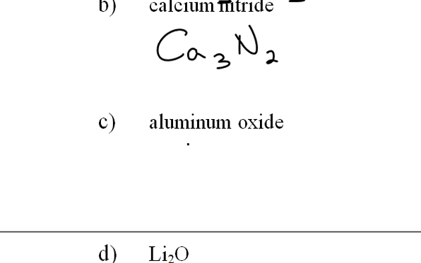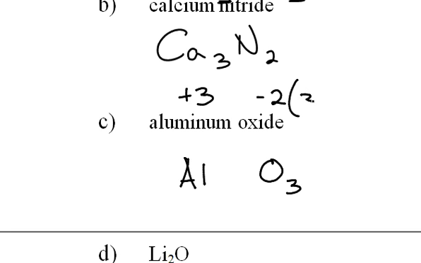Aluminum oxide. Again, aluminum has a +3 charge from our aluminum slide. Oxygen has a -2 charge. Very similar to the problem up above. Aluminum with the +3 and the oxygen with the -2. Since the aluminum has a +3 charge, we need 3 of those and 2 of those. And there's your aluminum oxide. Pretty neat.